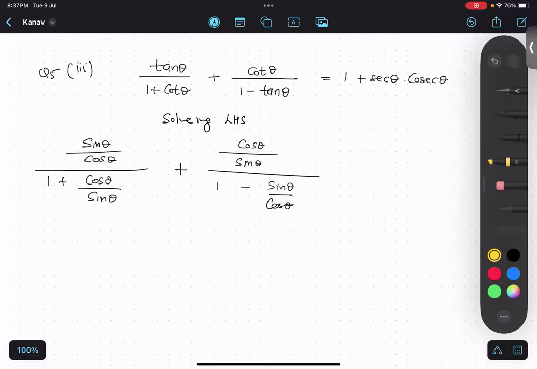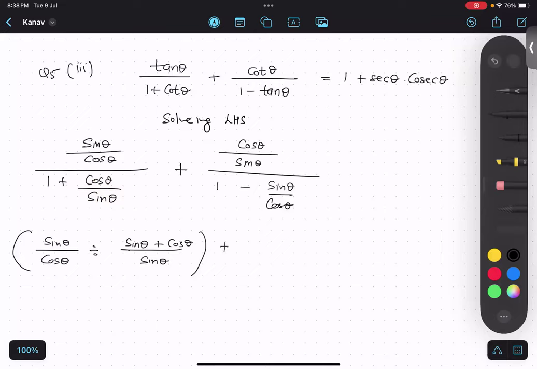Now, I will take the LCM over here first and over here. So sine theta upon cos theta divided by, I'll take the LCM, sine theta plus cos theta. Is this clear? This sine theta will get multiplied over here. Divide, because this is the division. This line is showing us division. So this is my first part.